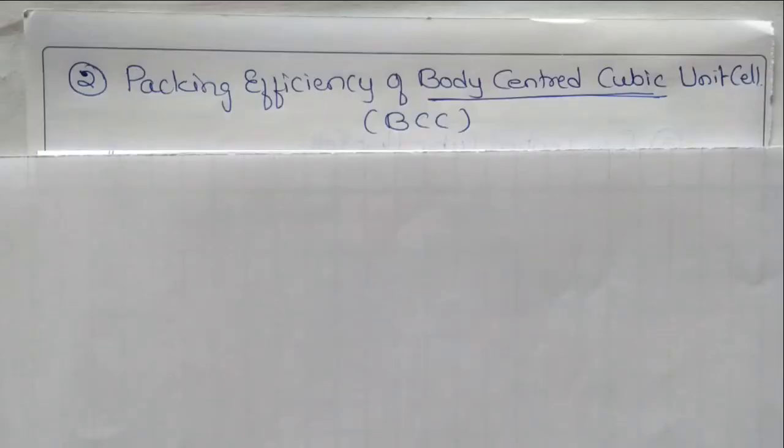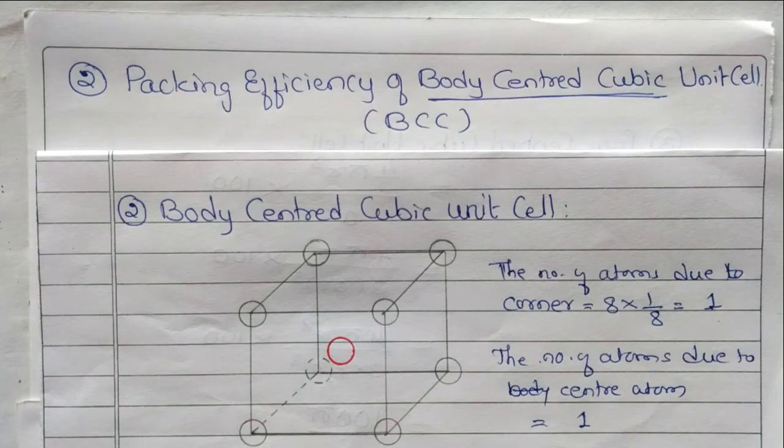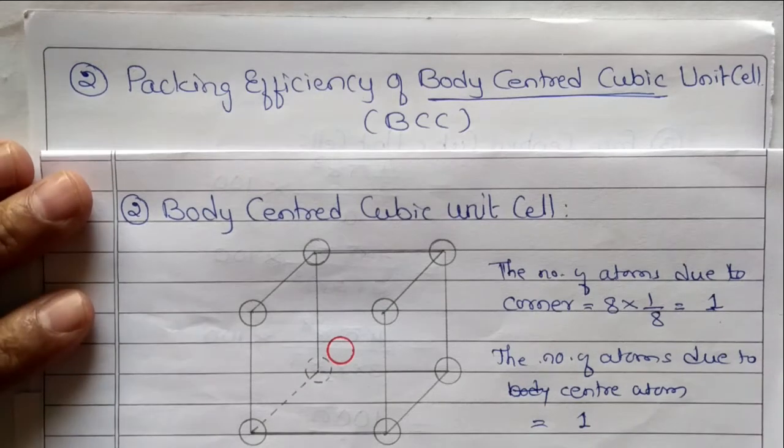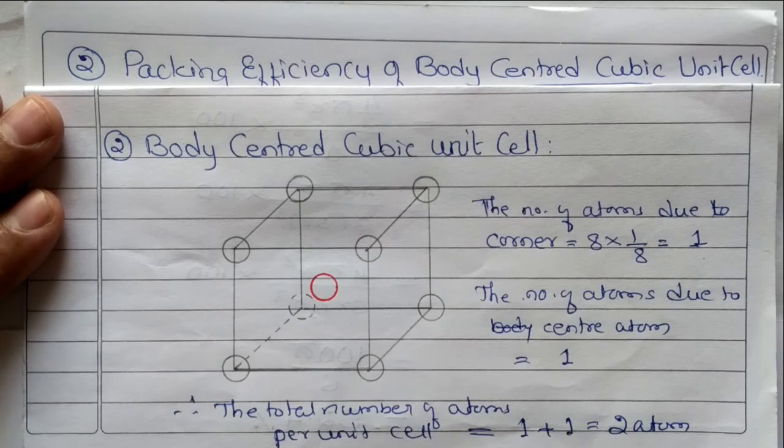Now let us go for the calculation of packing efficiency for the body centered cubic unit cell, or BCC. So body centered unit cell means what? Other than the 8 corners, one atom is at the center of the cube. So that is a body centered unit cell. We have calculated the number of atoms for this. It is 2 atoms. So this we have already done.